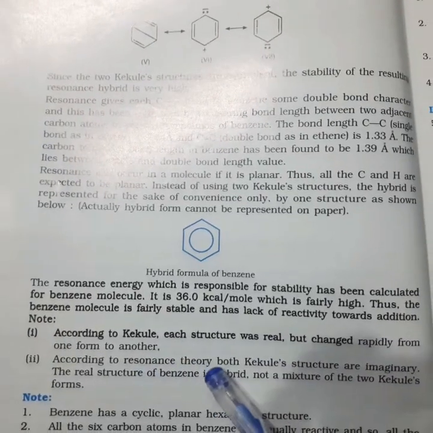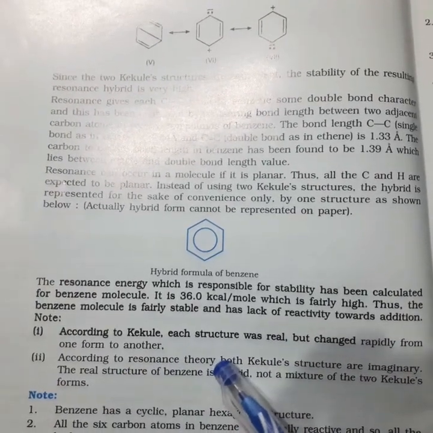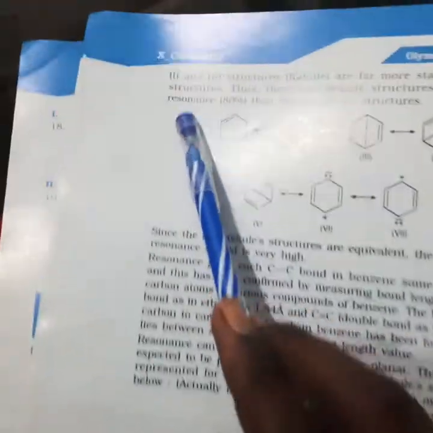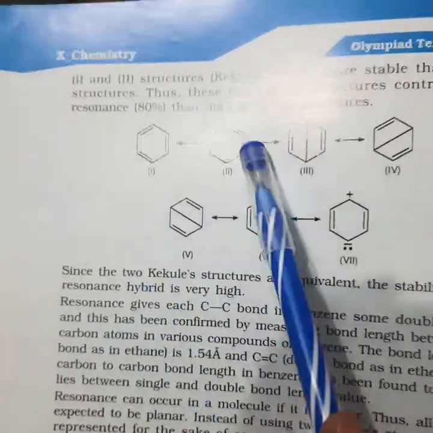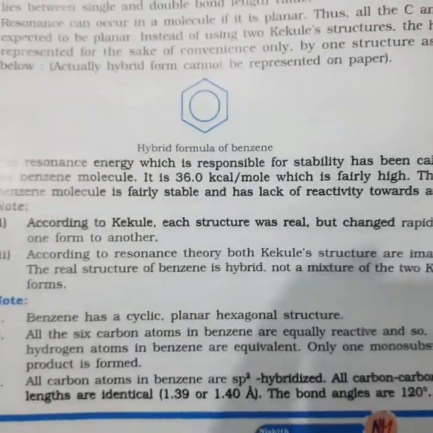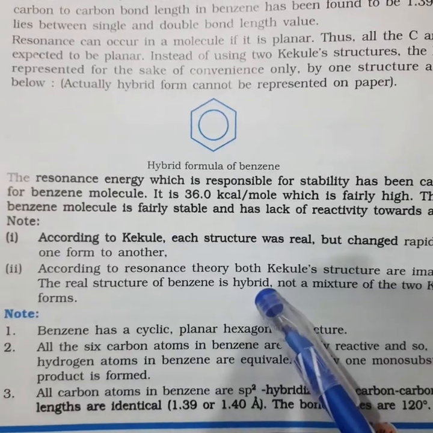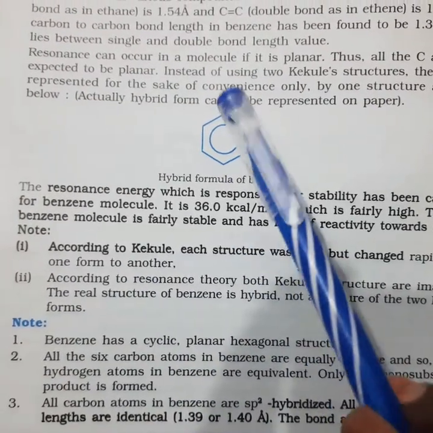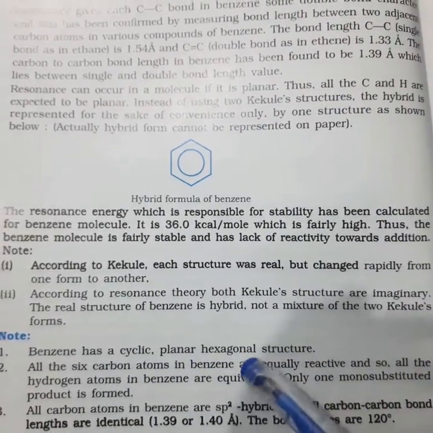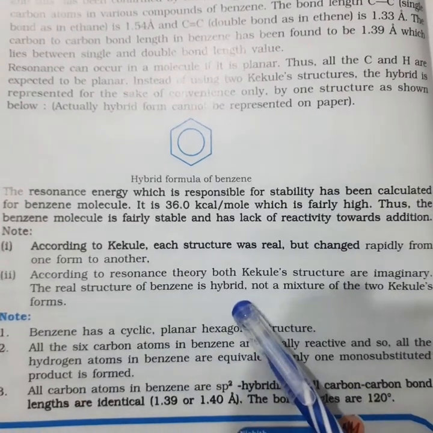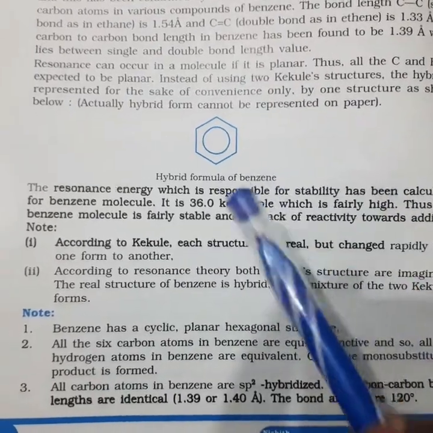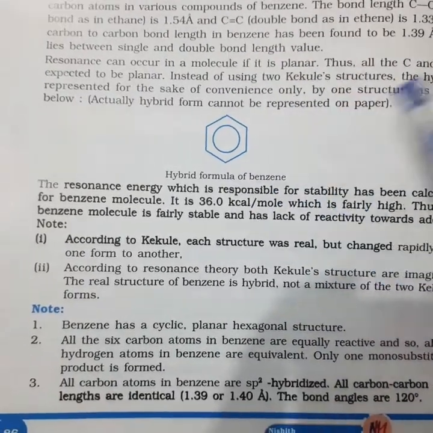Next, according to resonance theory, both Kekule structures are imaginary. So these are the Kekule structures, and according to resonance theory, these two Kekule structures are imaginary. The real structure of benzene is the hybrid. So this is the real structure, and the two Kekule structures are imaginary. The real structure of benzene is the hybrid, not a mixture of two Kekule forms. This is the point according to resonance theory.